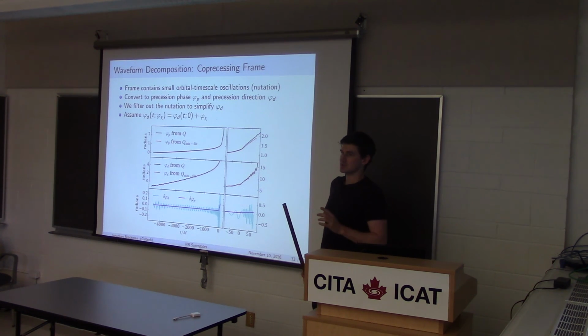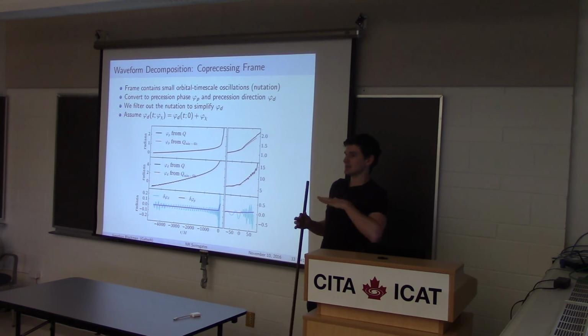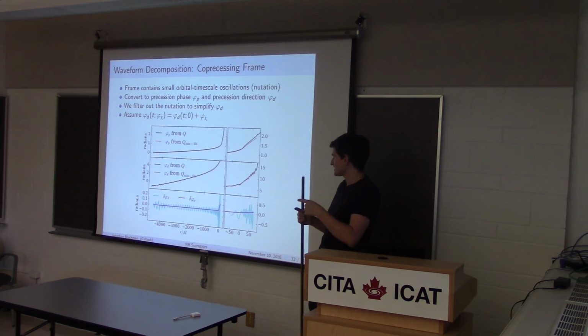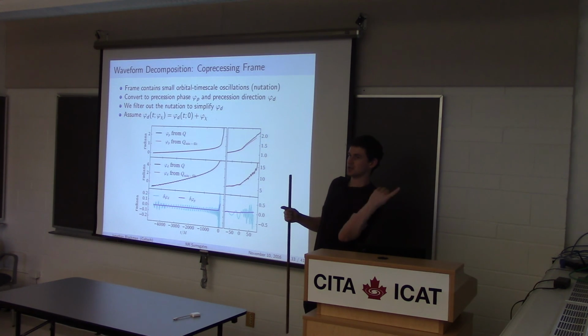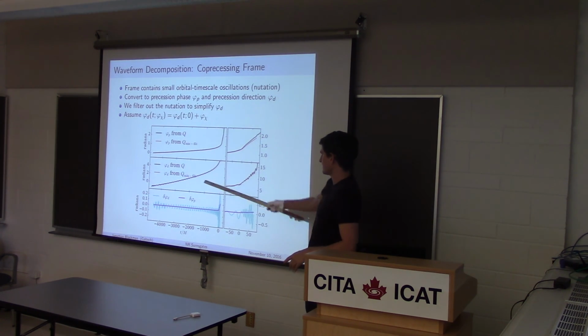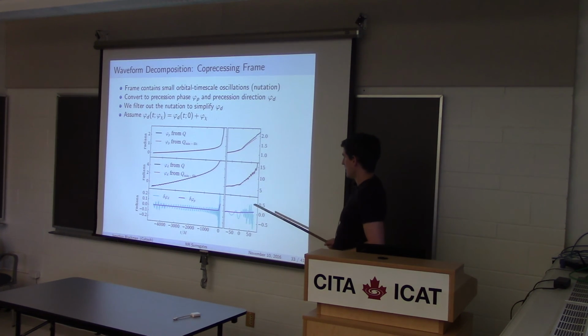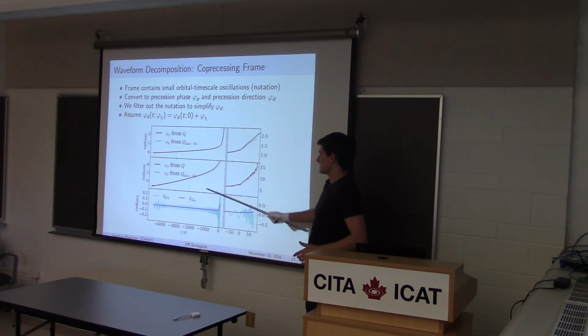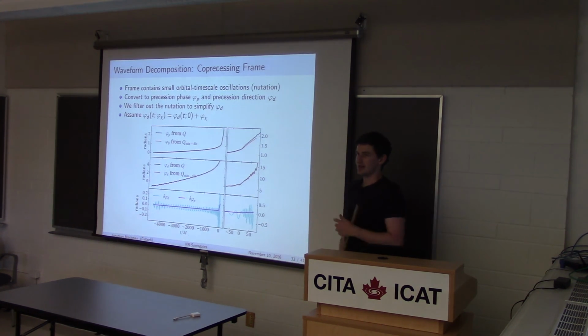And then the other thing is we need to know the instantaneous direction of precession. So in this coprecessing frame, the direction is always in the xy plane. And so if we look at that direction over time, it will trace out some curve, and we look at the phase of that, and we get these red and black curves here. Again, the red one is after filtering, and here you see there's a lot of oscillation, and that's why we did the filtering in the previous step. So that also looks like a phase, and it's not too difficult to model.